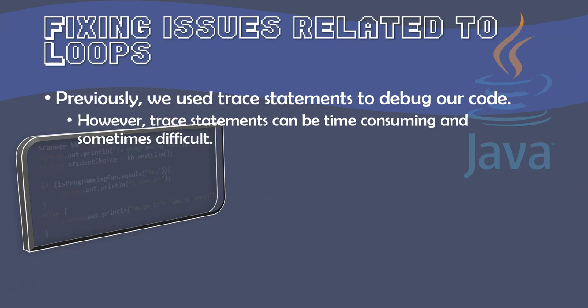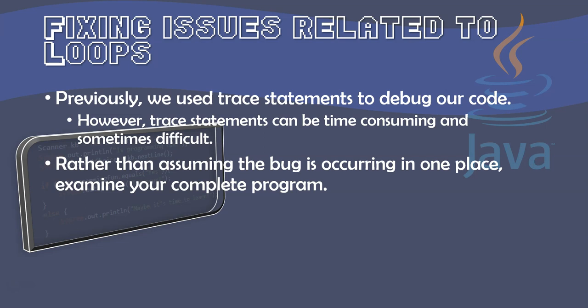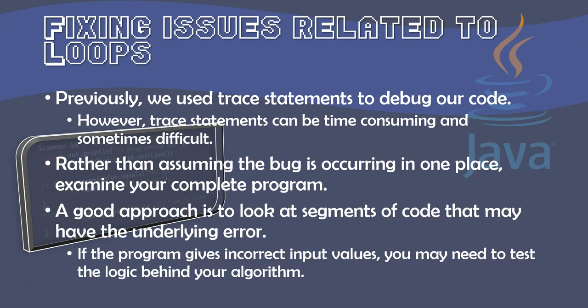Now, we've already done this with trace statements to help debug our code, but the big thing to keep in mind is that trace statements can be both time-consuming and, of course, sometimes difficult. Rather than assuming that the bug is occurring in one place, we examine our program holistically. We want to look at the whole thing to identify any potential issues or errors. A good approach, therefore, is to look at segments of code that may have the underlying error. For example, if the program gives incorrect input values, you may need to test the logic behind your algorithm.